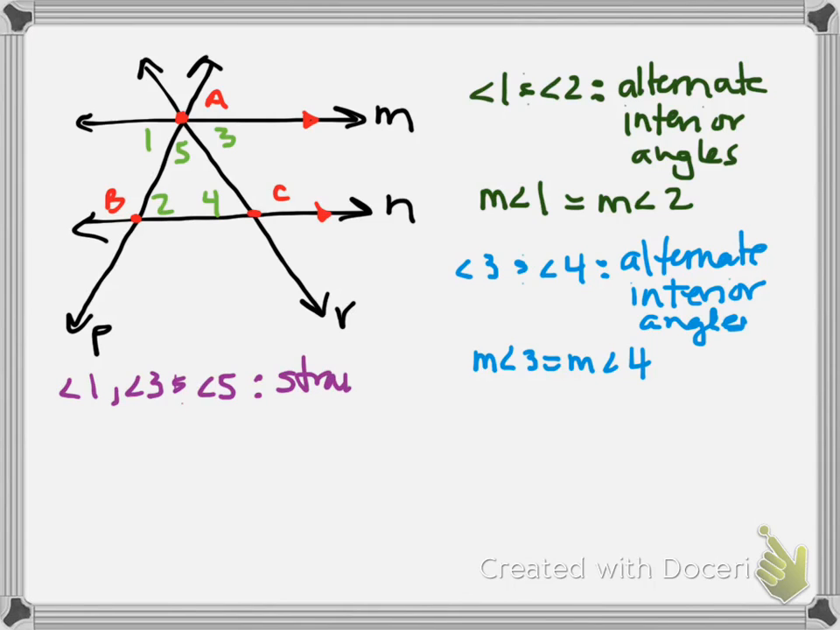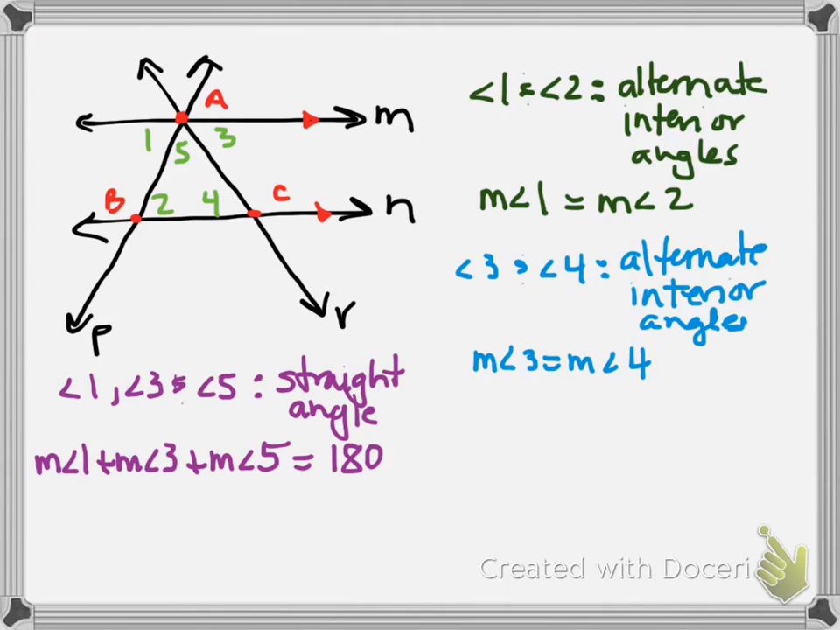And what did we write down in our notes that is review from last year? What does a straight angle actually measure? Say again? 180 degrees. So that says the measure of angle 1 plus the measure of angle 3 plus the measure of angle 5, because it's a straight angle, should equal 180 degrees.